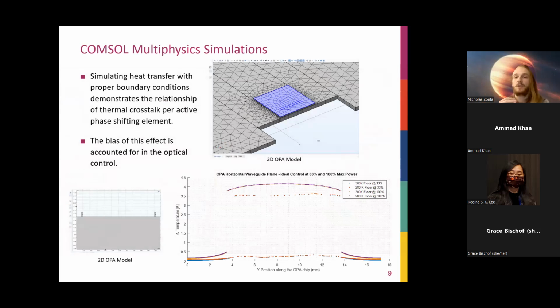With our simulations, we ran both 3D and 2D simulations to essentially resolve and simulate the heat transfer with the expected boundary conditions along the geometry. This demonstrates the relationship of the thermal crosstalk per active phase shifting element, because we knew that this effect could not be eliminated entirely. It could only be minimized and/or made constant rather than aggressively non-linear. So by running the simulations, we now have a relationship that we can use as a bias to be accounted for in the optical control, which is decoupled from the thermal control on the other end.